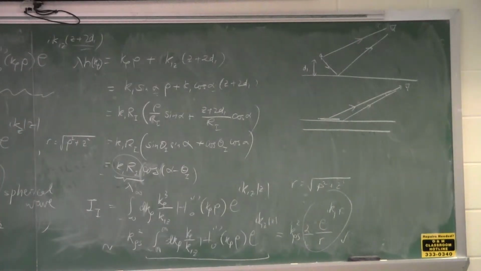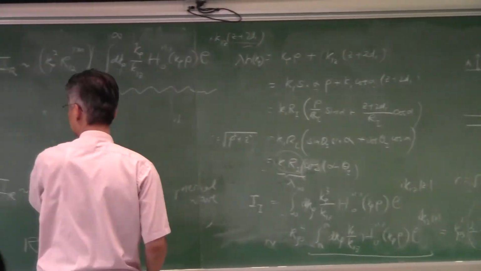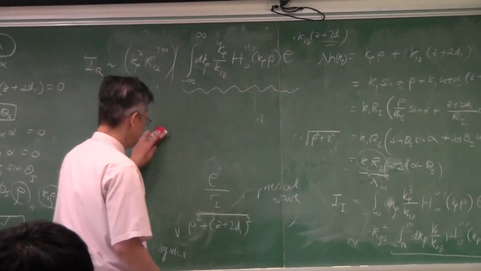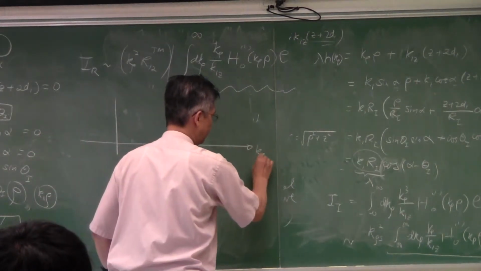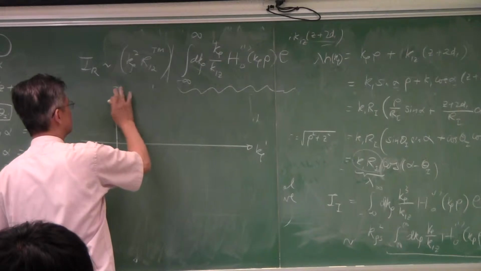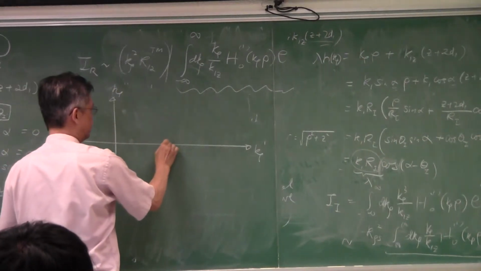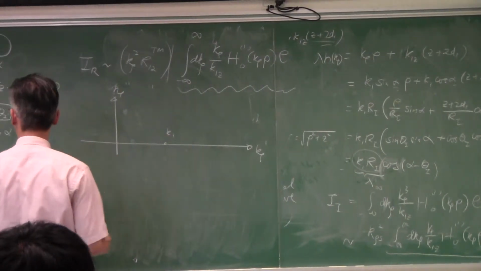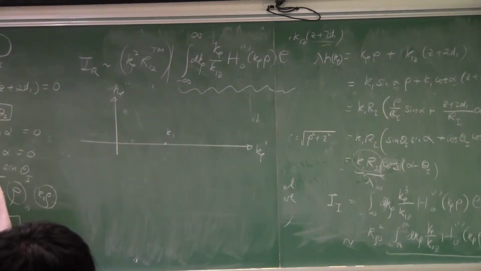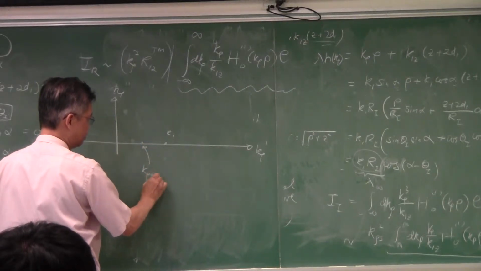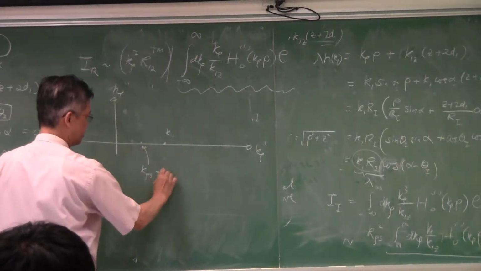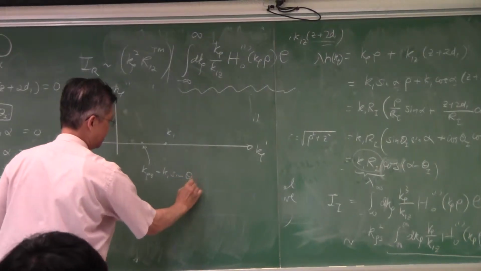But actually, if you think about where the stationary phase point is, it's given by this thing over here. If you were in a complex K-rho plane, where's the stationary phase point? If this is K1, the stationary phase point is given by this number over here, which is always less than 1. So K-rho S is somewhere over here. It's equal to K1 sine theta I.